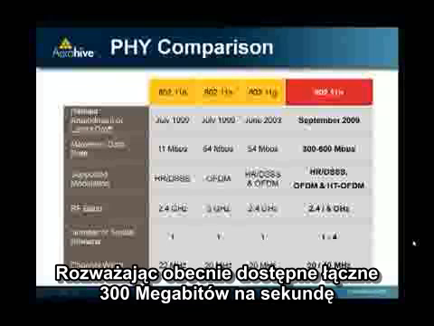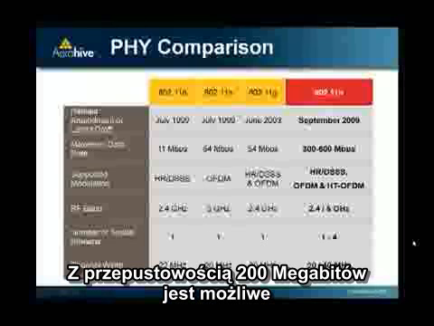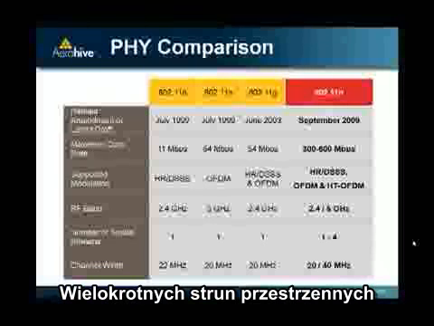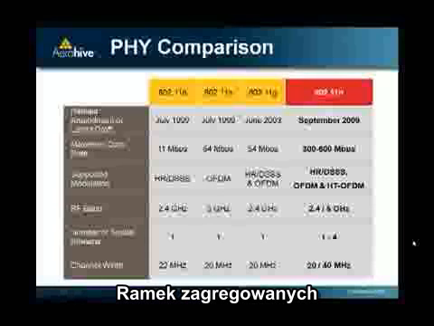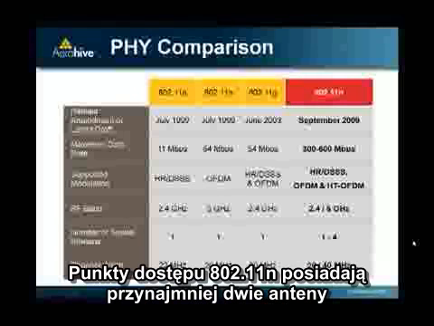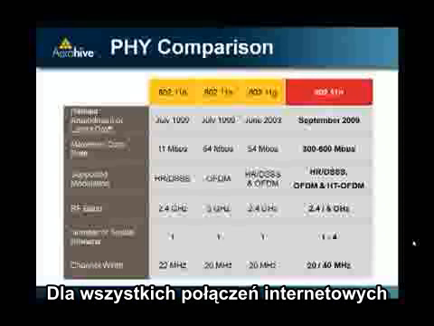Considering the 300 megabit per second data rates currently available, throughput of over 200 megabits per radio is possible using 40 megahertz channels, short guard intervals, multiple spatial streams, aggregate frames, block acknowledgements, HT-OFDM, and several other mechanisms. Many 802.11n APs have at least two radios, so for each radio in the AP you should consider at least 200 megabits of throughput capability for the backhaul Ethernet link.